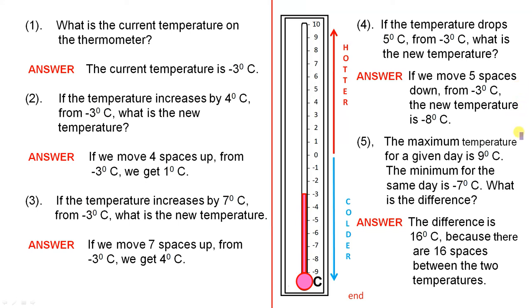And the last question, the maximum temperature for a given day is 9 degrees Celsius. The minimum for the same day is minus 7 degrees Celsius. What is the difference? The answer, the difference is 16 degrees Celsius, because there are 16 spaces between the two temperatures.